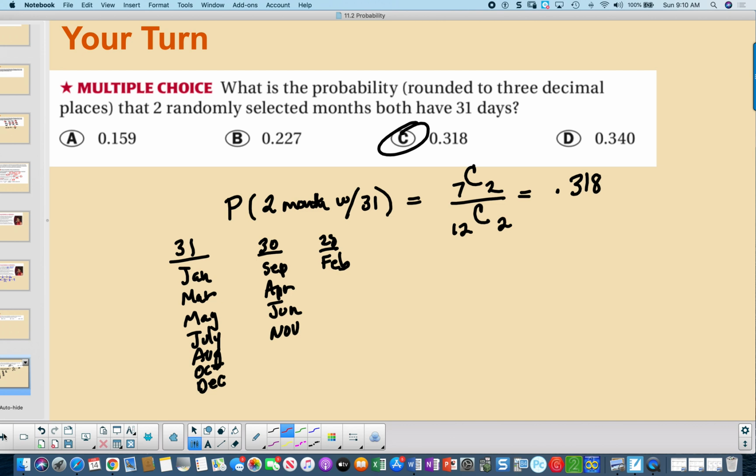And here's the answer. We want to do 2 months with 31 days. Okay, so what is the probability of 2? So there are 7 favorable with 31 days, combination of 7 chosen 2, and altogether there are 12 months, and we're going to be choosing 2. So we're taking a look at viewing those 2 ratios.